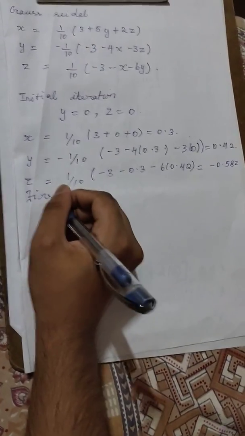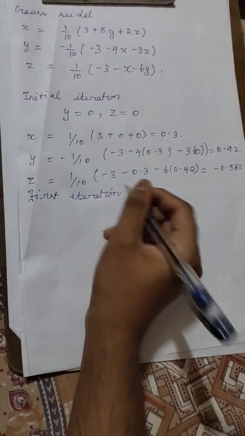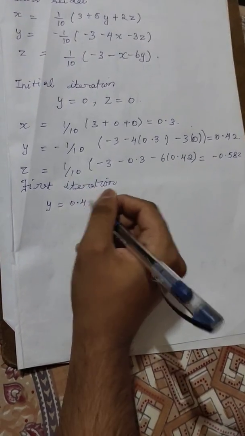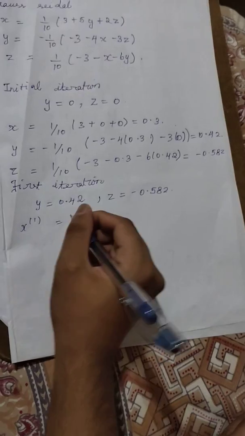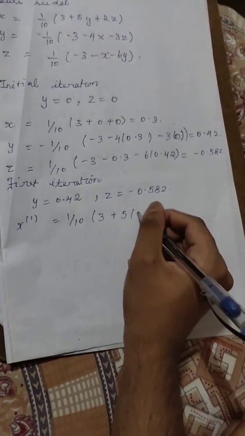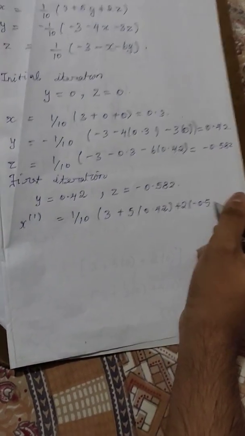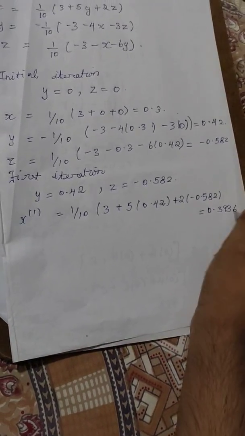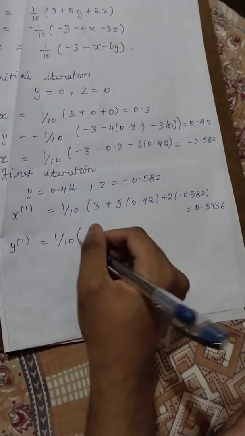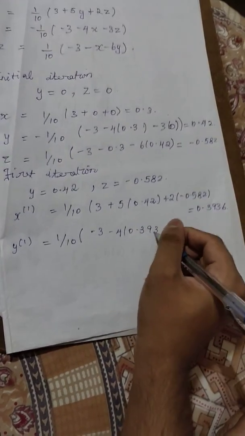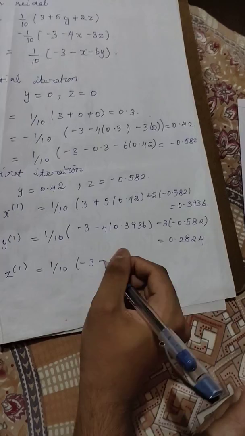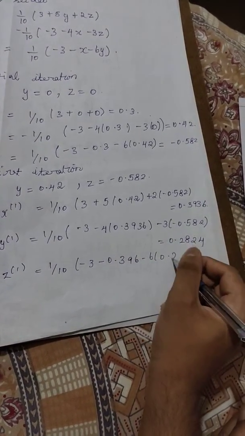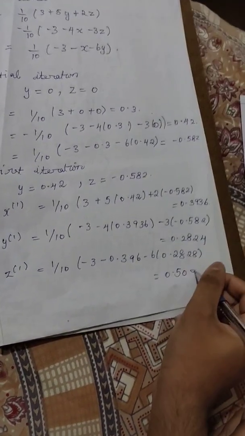So we have found the values for x, y and z, but since we are using Gauss-Seidel, the procedure must be the same. For the first iteration we just use the y and z values: y equal to 0.42 and z equal to minus 0.582. So the x1 value is 1 by 10 of 3 plus 5 into 0.42 plus 2 into minus 0.582, which is equal to 0.3936. y1 is equal to 1 by 10 of minus 3 minus 4 into 0.3936 minus 3 into minus 0.582, which gives us 0.2824. And z1 is equal to 1 by 10 into minus 3 minus 0.396 minus 6 into 0.2828, which gives us minus 0.50906.